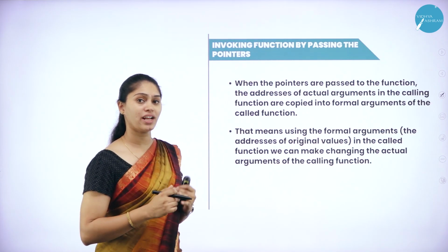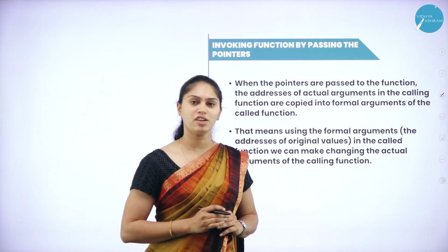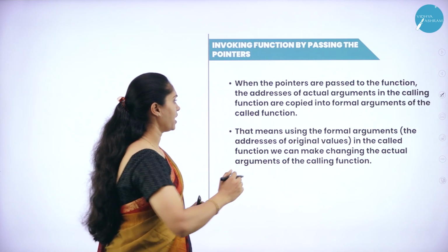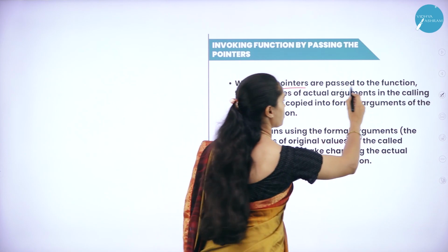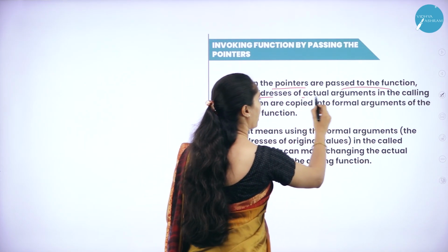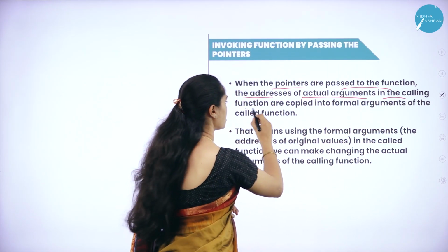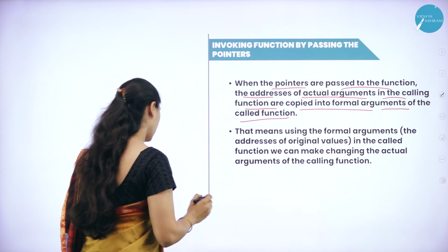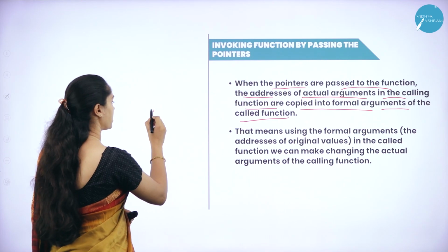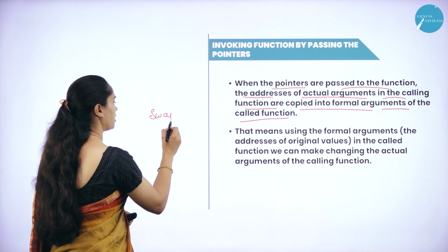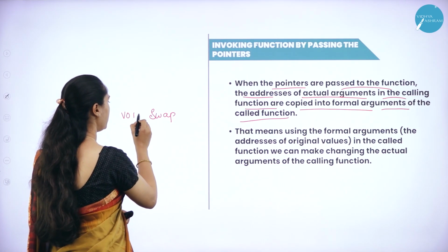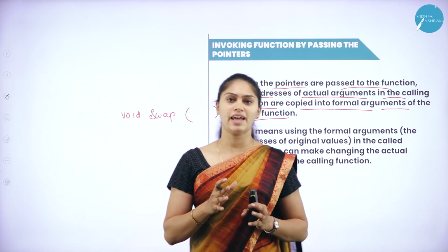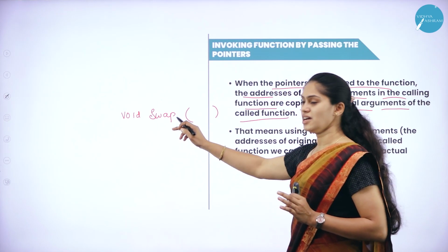Now we'll see how I can invoke the function by making use of the pass by pointer method. Here, pointers are passed to the function. The addresses of the actual arguments in the calling function are copied to the formal arguments of the called function. If you get into the previous example, let me take one more example: void swap of some parameters will be there. Void is the return type and swap is the function name.